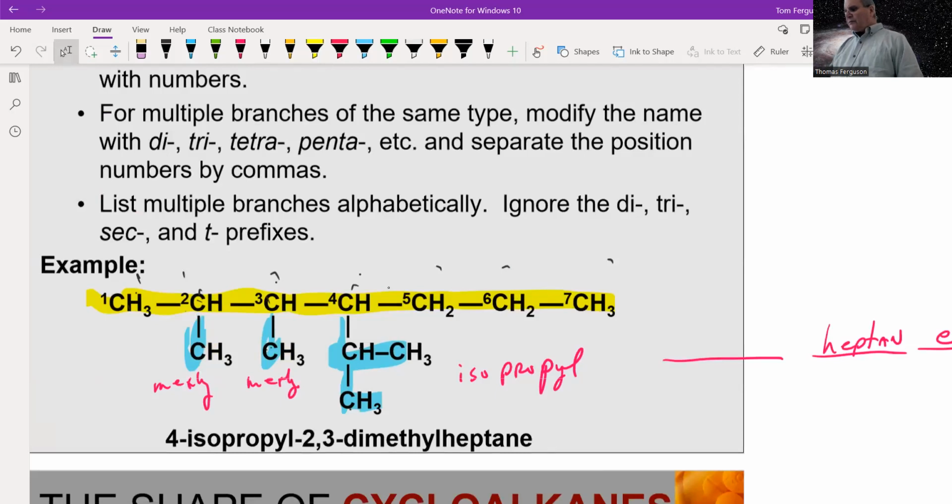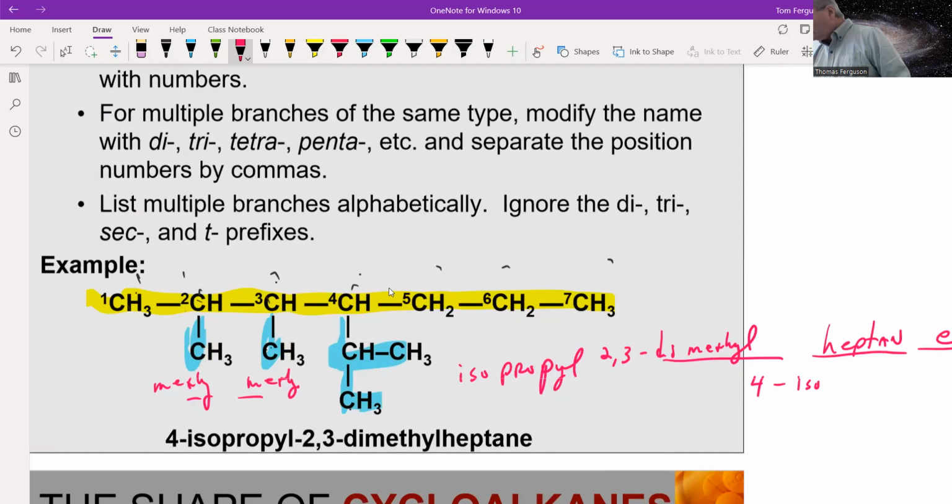And we can number from left to right or right to left. If we number from left to right, we're looking at 2 methyls, and what carbons are those on? 2 and 3. So that's 2,3-dimethyl 4-isopropylheptane.